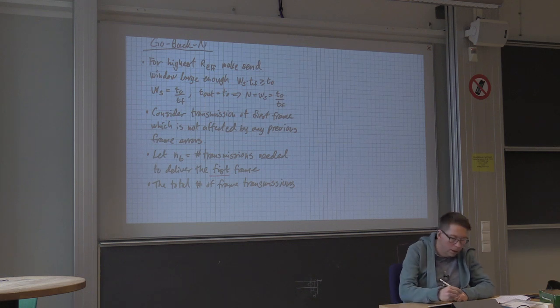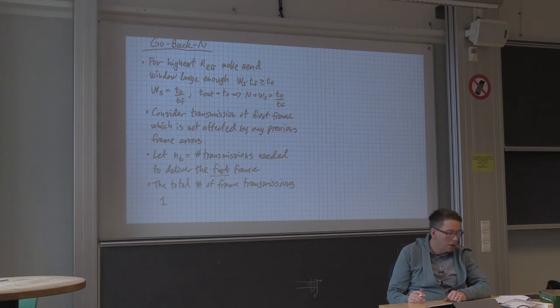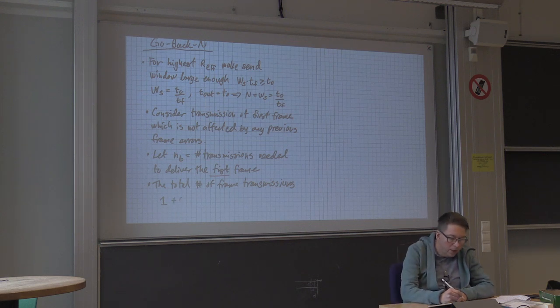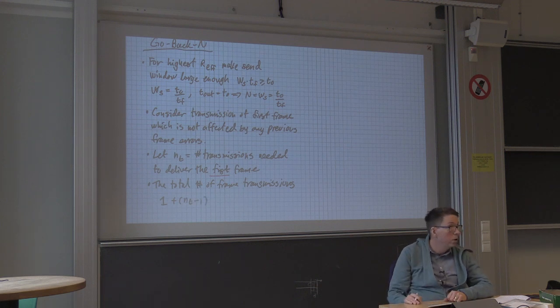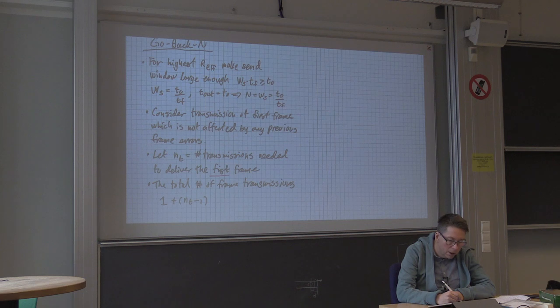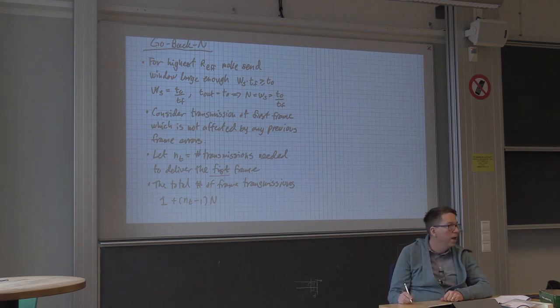What is that? Well, first of all, it's 1, because it has to be successful, right? And then for each failure, how many failures do we have? We have NT minus 1 failures of the first frame. For each of those frame errors, we trigger a retransmission of the first frame and also some other frames, right? The adjacent frames. So in total, each frame error causes capital N retransmissions.